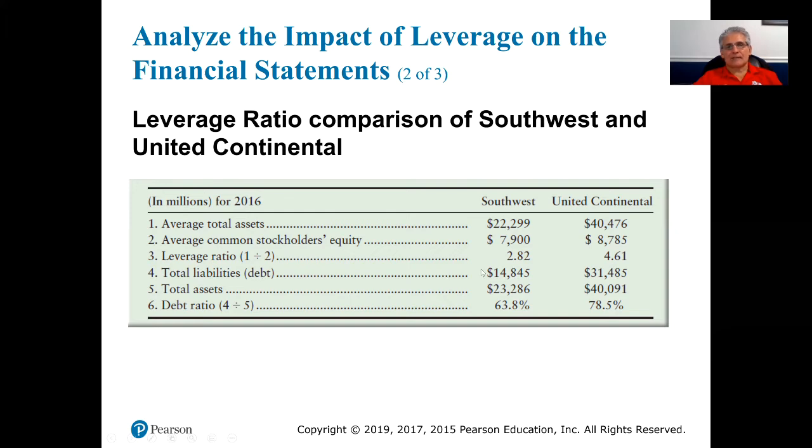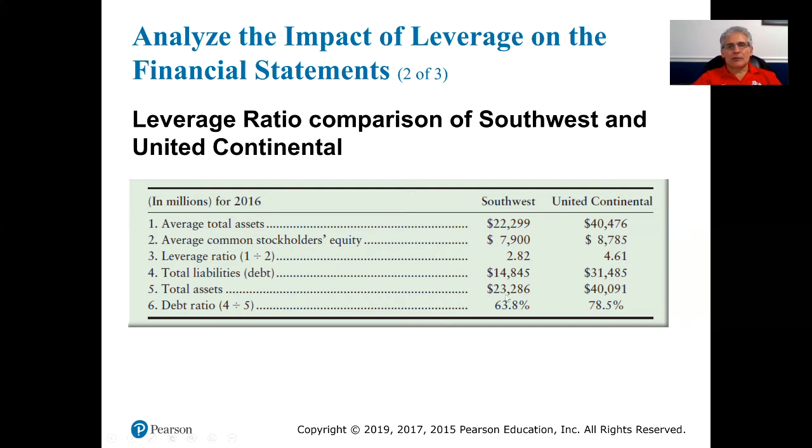Total debts, 14,845. I'm sure this is in millions, but 14,845 compared to 31,485. So now you can see, although the assets are twice as much for United Continental, liabilities are actually larger than twice as much, which is why we would consider United Continental to be more highly leveraged than Southwest.